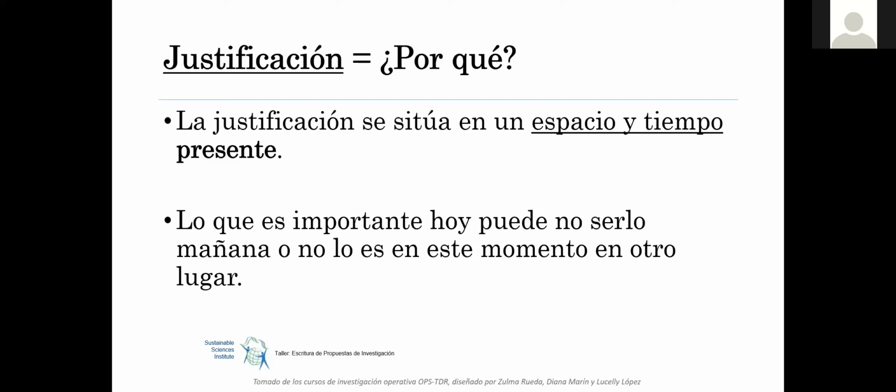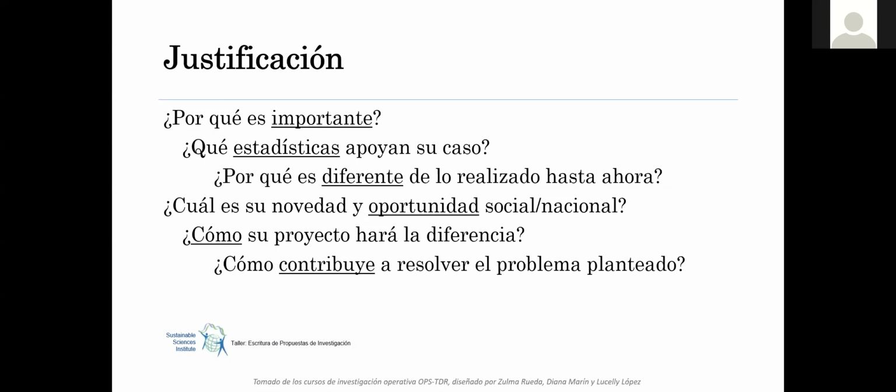It has to be clear that what you're justifying, you're talking about the present time, what is expected today and where, and in what time period, because what's important today may not be important tomorrow, or what's important today in this place maybe is not important in another place. So the justification has to be very well limited in its present space and time to give enough clarity of the importance of what we are presenting.